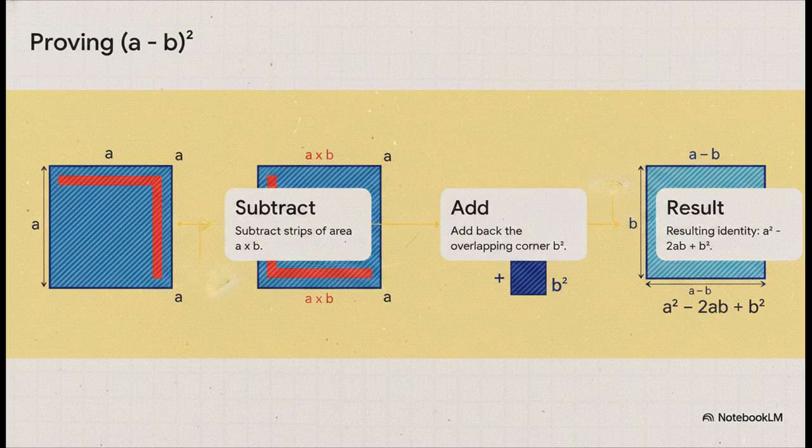But wait, think about it. By subtracting both of those strips, we accidentally subtracted the little overlapping square on the corner twice. It totally vanished. To fix this, we have to add that small corner square back in. The area of that tiny square is b squared. So the final true area is a squared minus 2ab plus b squared. Boom! It's a flawless geometric proof of our abstract formula, grounded in physical space.